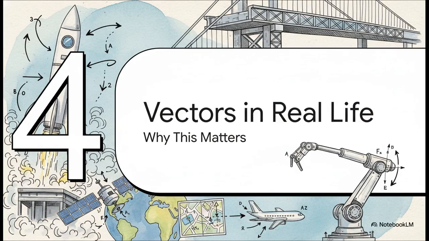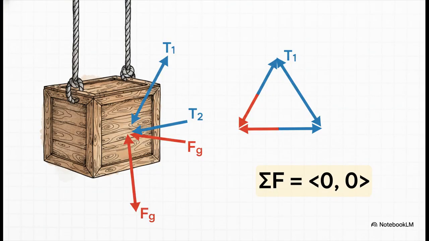So why do we even bother with all these arrows and numbers? Well, in this last section, we're going to see exactly how important this stuff is in the real world. One of the biggest applications is in physics, with this idea of equilibrium. If an object isn't moving, it means all the forces acting on it, gravity, tension, you name it, are perfectly balanced. When you add all those force vectors up, they have to equal the zero vector, 0, 0. They completely cancel each other out.